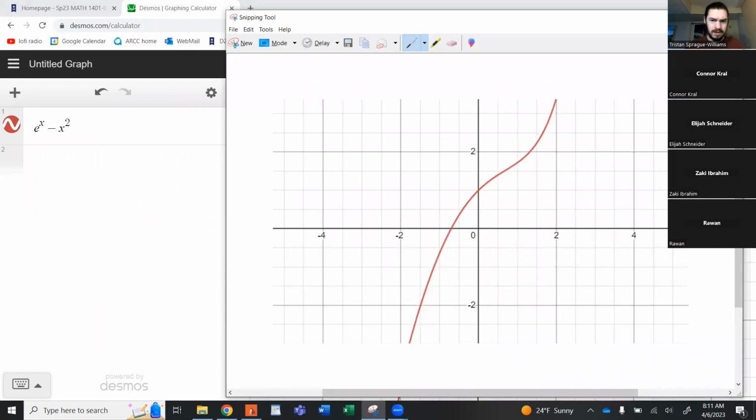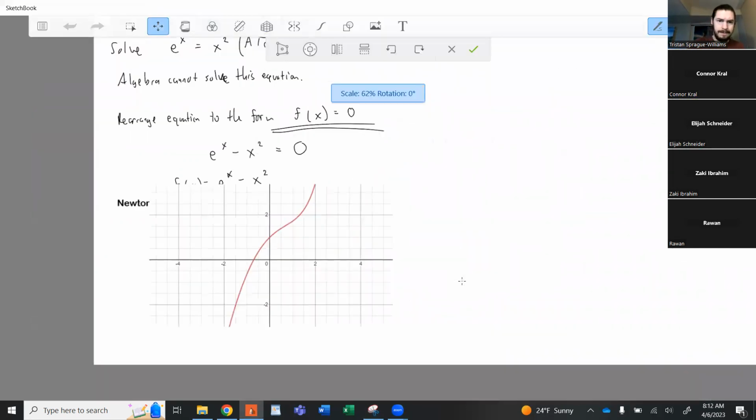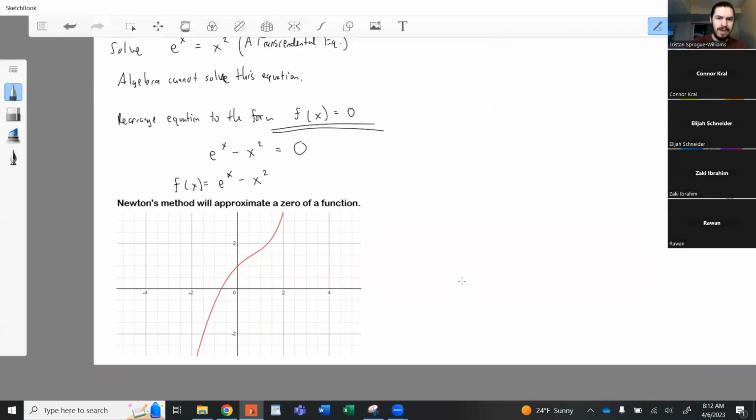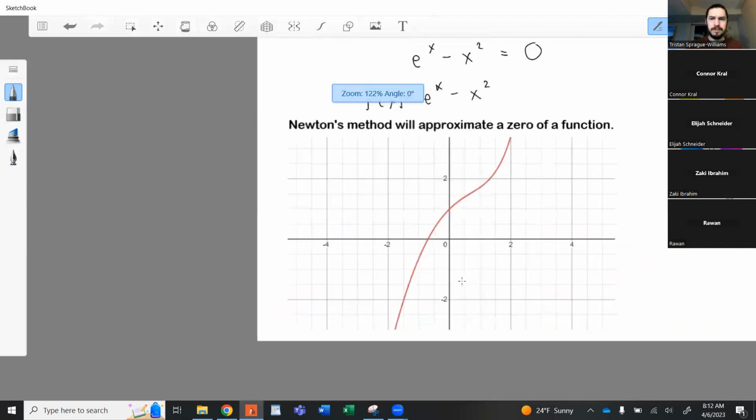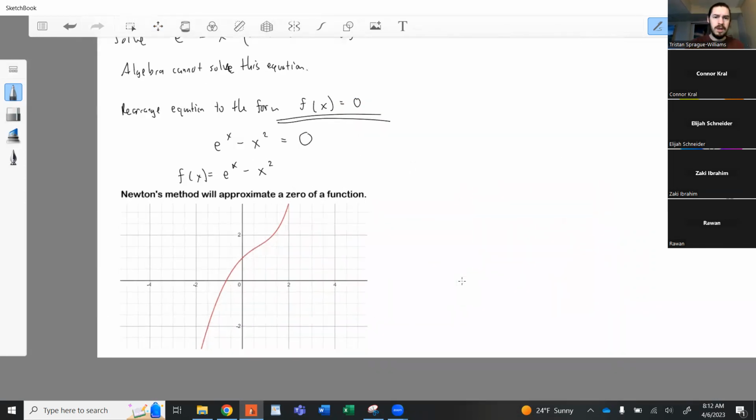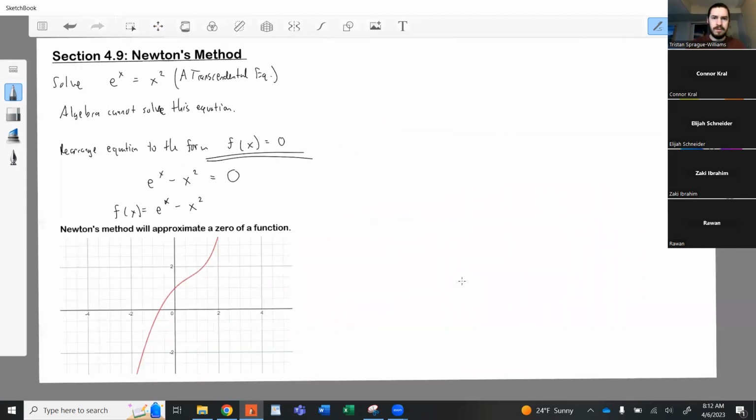Okay, there is our thing. We want to figure out where that 0 is. Okay, well, here's what you do. You start with a guess. We're going to call that guess guess 0. It's an initial guess. Okay.